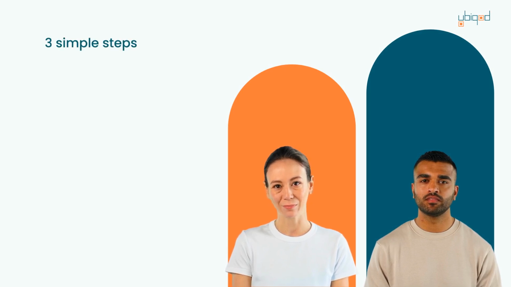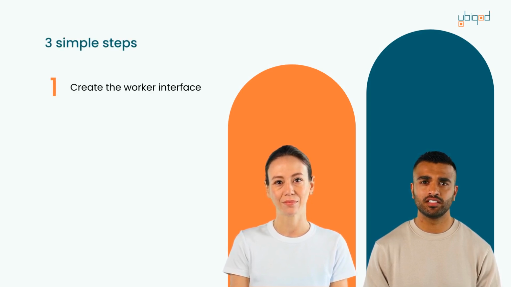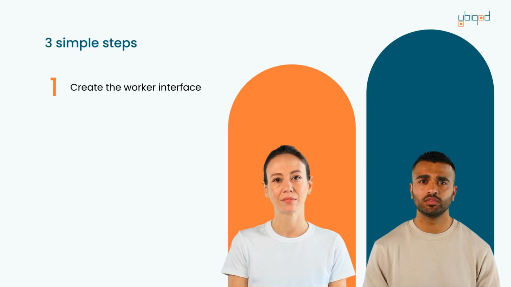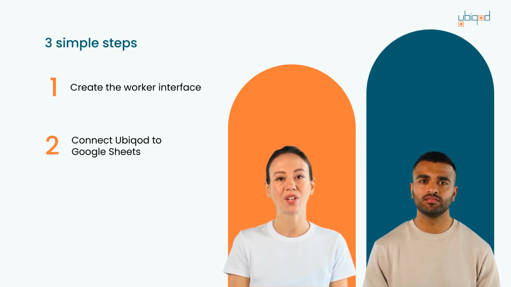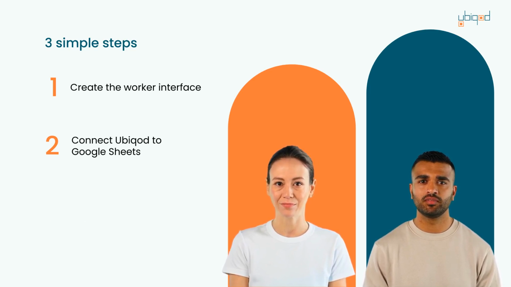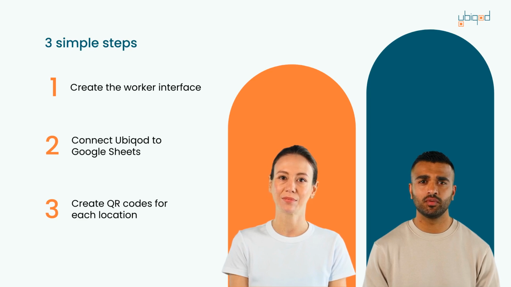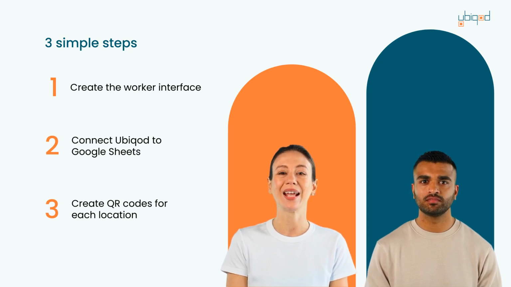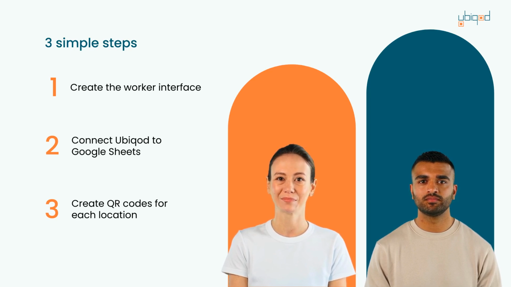We'll break it down into 3 simple steps. Step 1. Create the worker interface. This is the screen your field workers will see after scanning a QR code. Step 2. Connect Ubiqod to Google Sheets and centralize all the data in a simple spreadsheet. And finally, Step 3. Create QR codes as checkpoints for each location. Let's dive into each step and get your app up and running in no time.